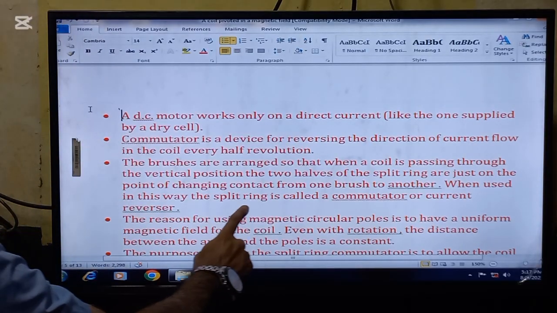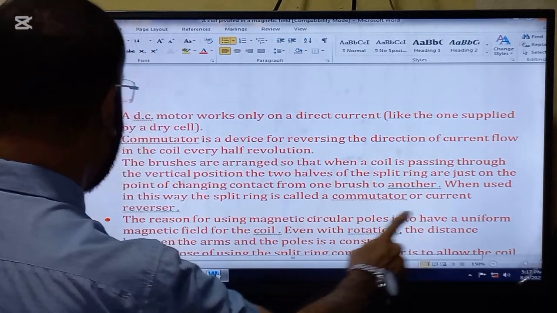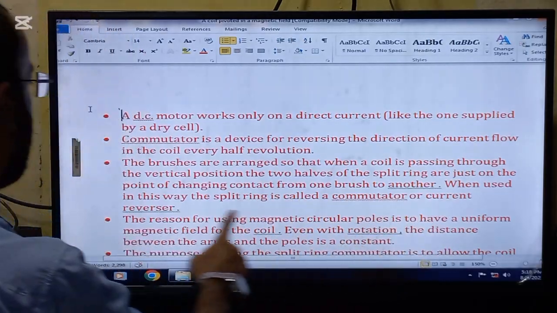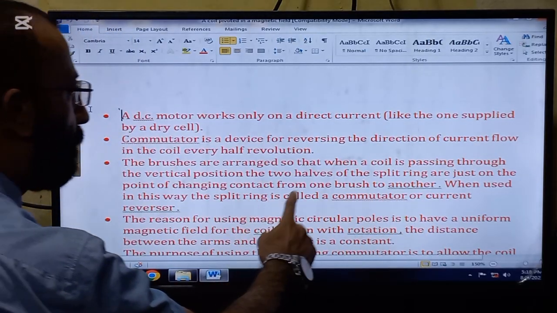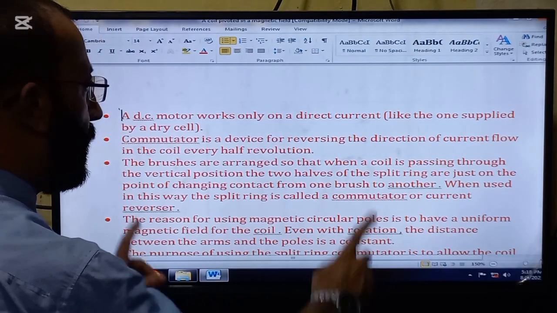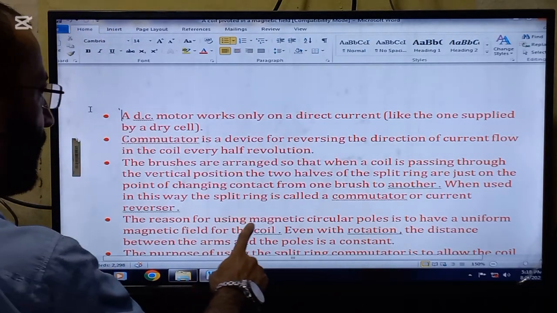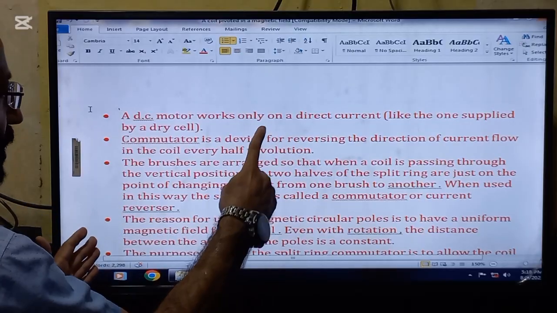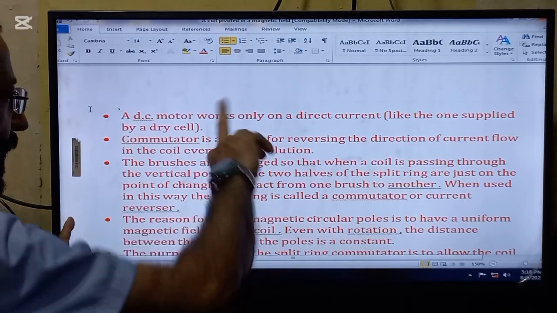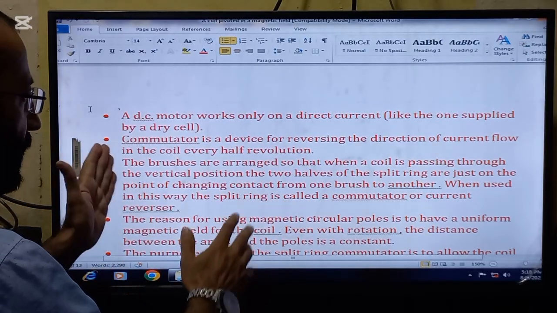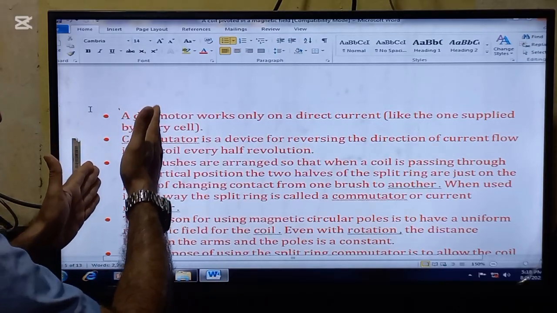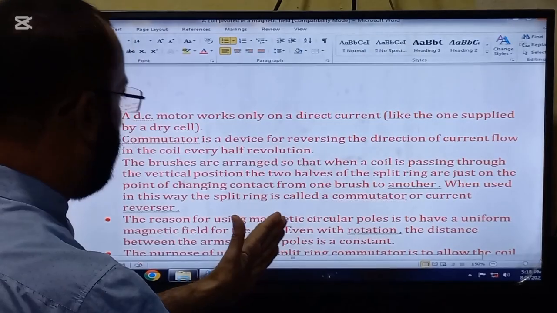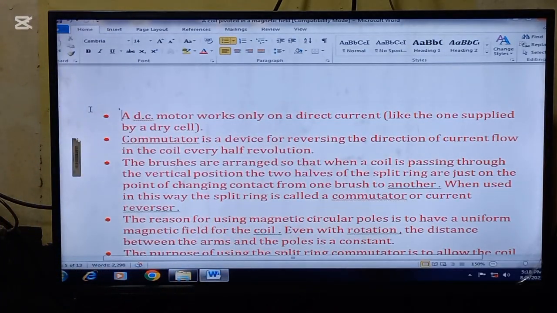The brushes are arranged so that when a coil is passing through the vertical position, the two halves of the split ring are just on the point of changing contact from one brush to another. When used in this way, the split ring is called a commutator or current reverser. So whenever it comes into the vertical position, there is no current and the current is reversed. And so the end on which previously upward force was applied, when it comes to the other side, has downward force applied.